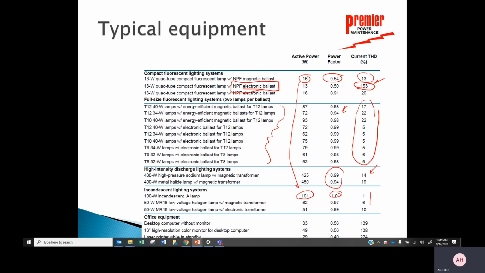Finally, get down here to some things that we talk about on a routine basis. A desktop computer with a monitor, harmonics about 139% with respect to current. Color monitor for the desktop computer, 138%. A laser printer, 224%. So those items that we see on a routine basis are really impacting us with regard to the harmonics that we just throw on the system.